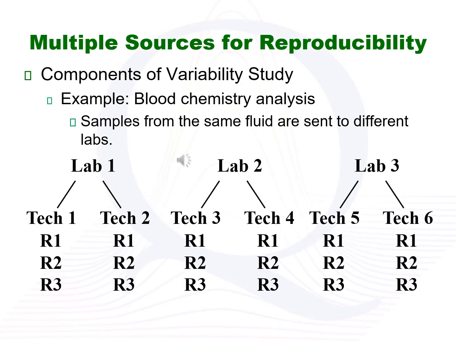A component of variability study measures the different sources of variability in any process. The previous gauge R&R study was a specific form of this type of study. In the example you see on the slide, fluid samples from the same batch are sent to different laboratories to be evaluated by different operators. Thus, we can evaluate three sources of variability: within an operator, repeatability; operator to operator, part of the reproducibility; and lab to lab, which is another part of the reproducibility.